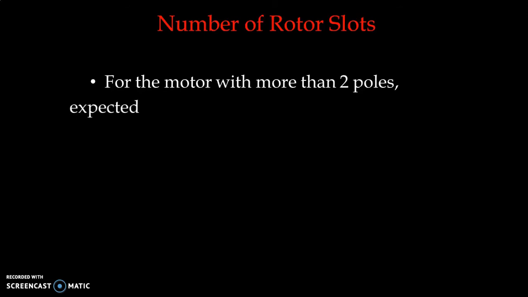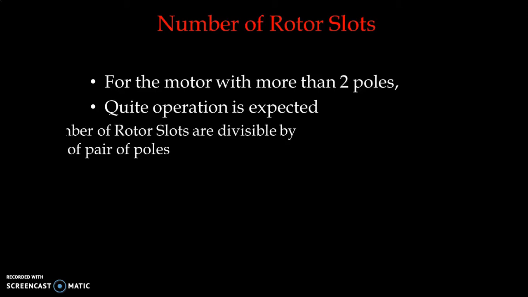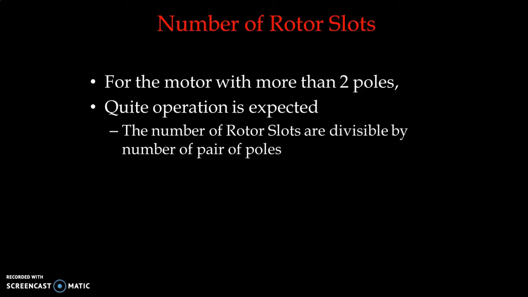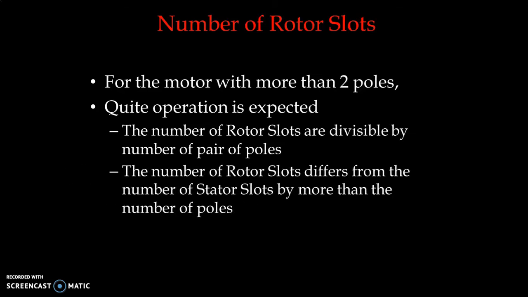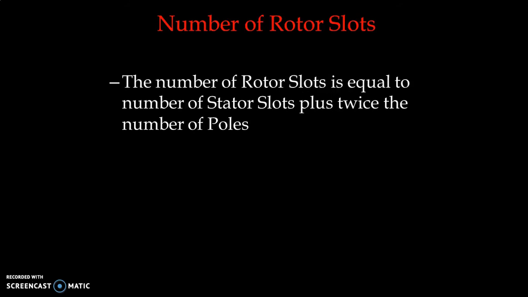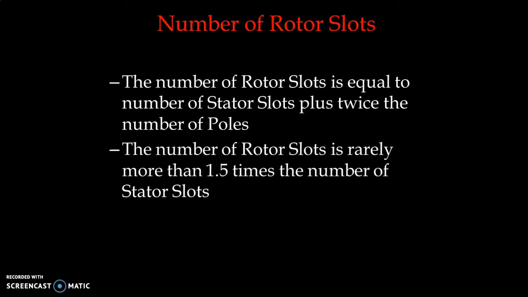For the motor with more than two poles, quiet operation is expected, and we have certain rules. The number of rotor slots are divisible by number of pair of poles. The number of rotor slots differs from the number of stator slots by more than the number of poles. These are certain rules. If we follow, then we can expect quiet operation without any noise. The number of rotor slots is equal to number of stator slots plus twice the number of poles. The number of rotor slots is rarely more than 1.5 times the number of stator slots. This is very important. We normally go 20% more or less, as I said earlier.